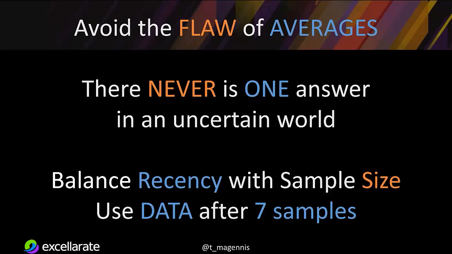Remember, in an uncertain world, there's never one answer, and you've got to constantly be looking about for the factors which are going to cause it to change. And you want to start balancing the recency of samples with the number of samples that you have. And I'm going to tell you, it only takes about 7 samples statistically to be 90% certain of the range of values that you're going to be using in these tools. Any more than that, I think you're actually getting too much error based on stale data.